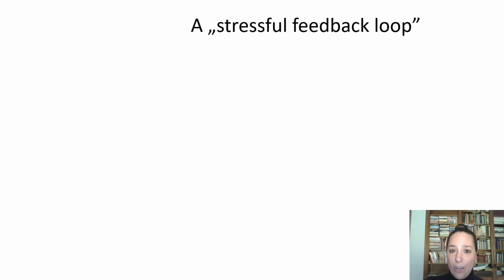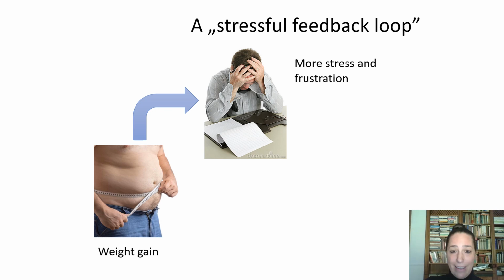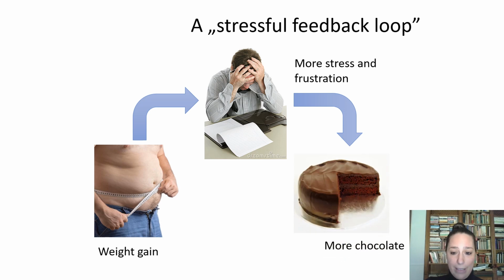So let's have a look at a few feedback loops. We have a stressful feedback loop regarding my weight. If we gain more weight, we might get a bit more stressed or get frustrated. But the more frustrated we get, the more chocolate we eat. And the more chocolate we eat, the more weight we gain. So this is a positive feedback loop. It's a stressful feedback loop.